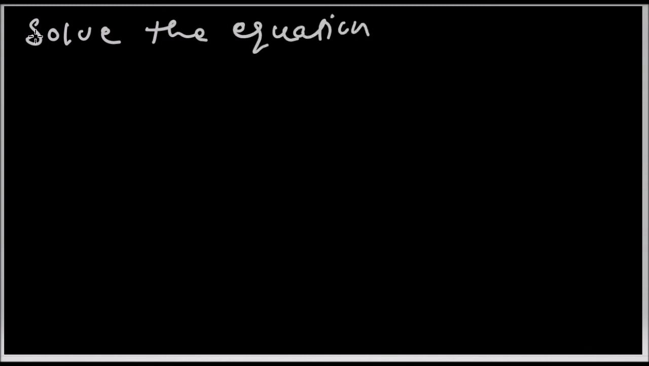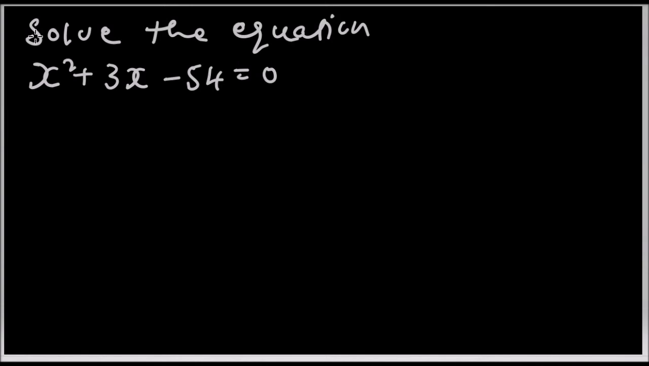So our equation is x squared plus 3x minus 54 is equal to 0. Now here we need to solve this, we need to find the value or values of x. In some cases x has one value, in other cases x has two values.